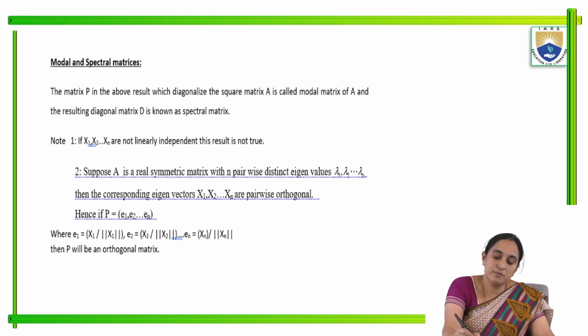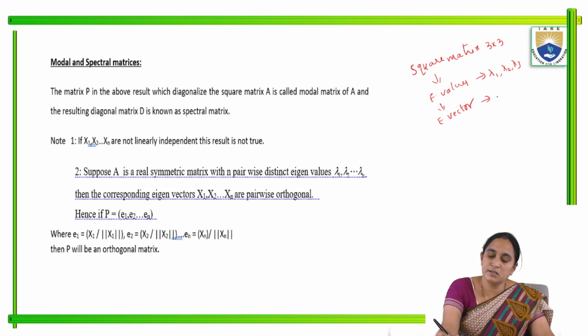Observe, for the given matrix, any square matrix, we have to find eigenvalues and the corresponding eigenvectors. For a 3 by 3 square matrix, we get 3 eigenvalues lambda 1, lambda 2 and lambda 3. For those, eigenvectors also we get x1, x2, x3.